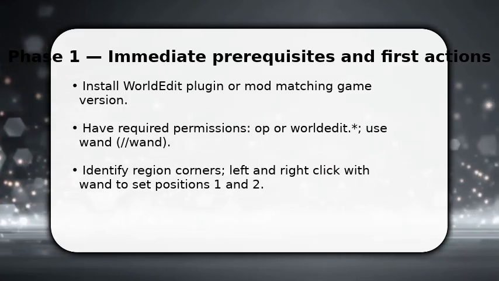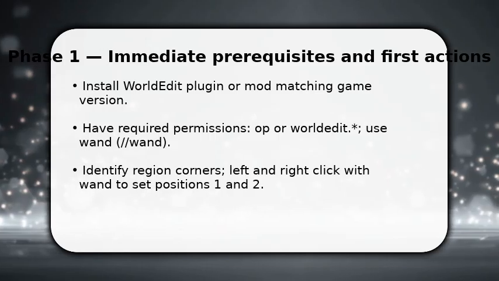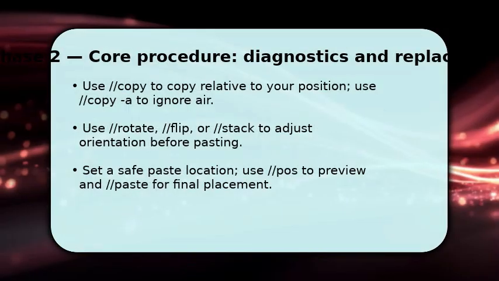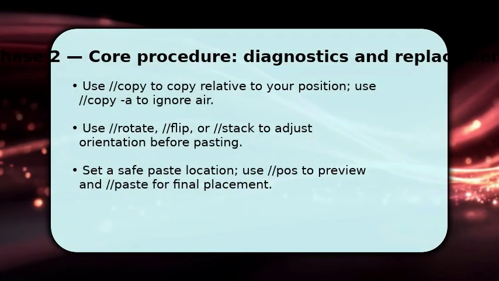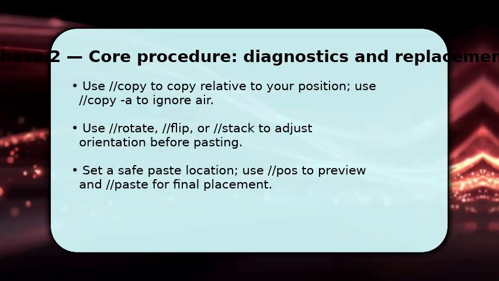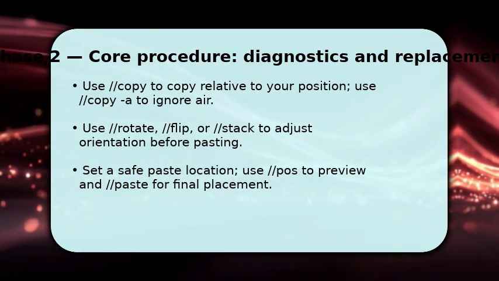Once done, inspect the selection with //size so you know the block count and boundaries before copying. With the region selected, face the direction that will be treated as the front and run //copy. This saves blocks relative to your position. If you want to exclude air, add -a.